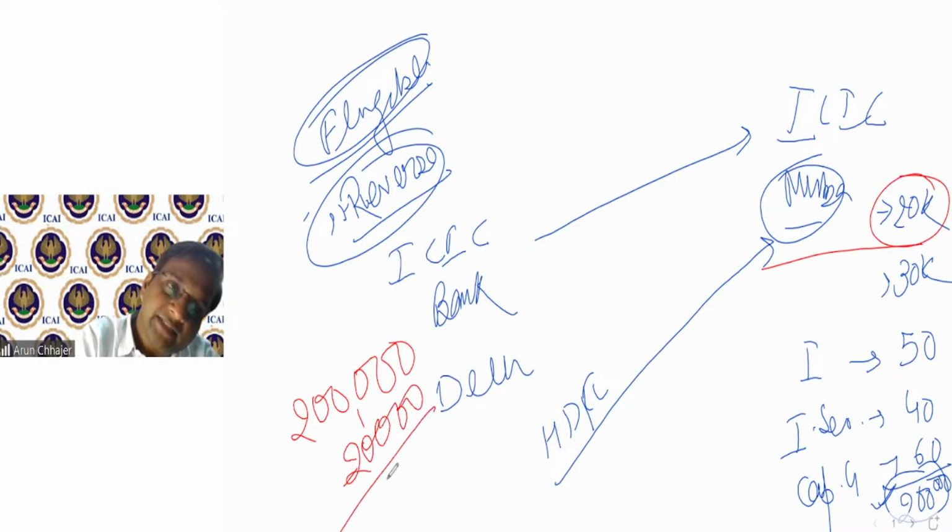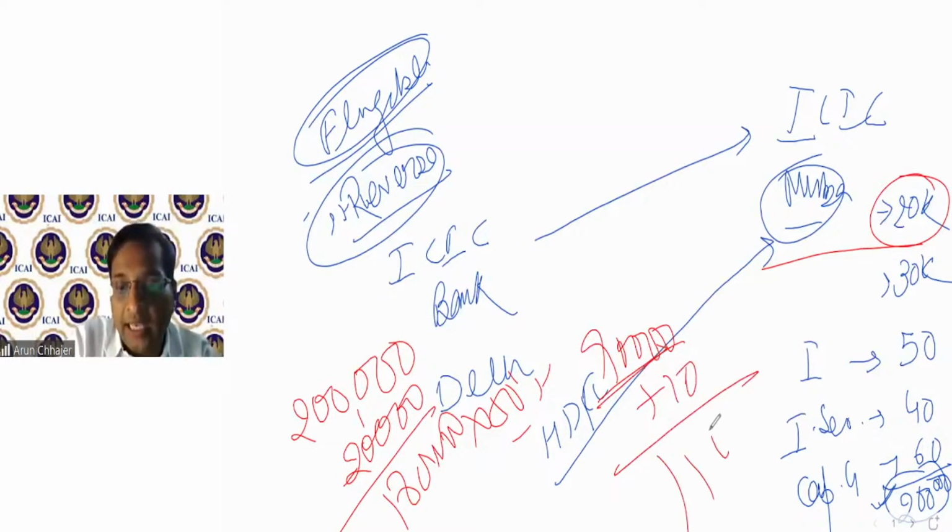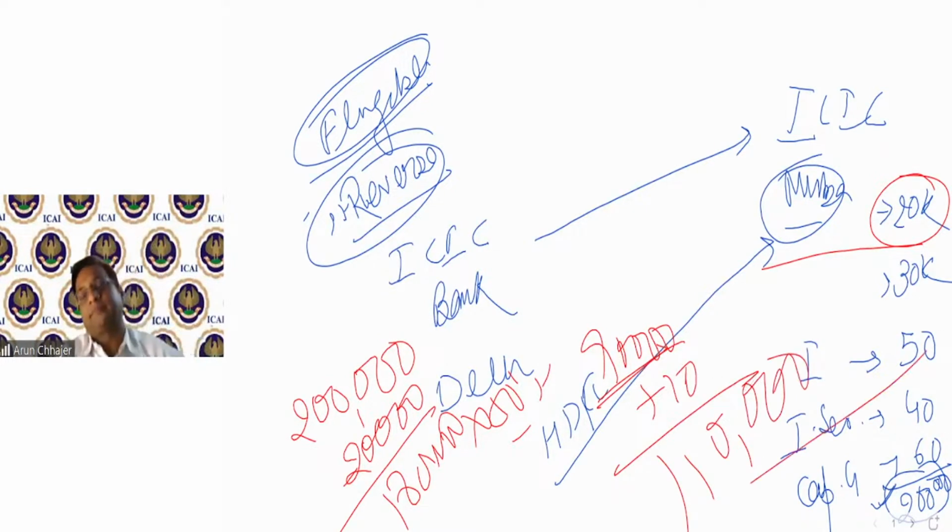What is the balance ITC? 180. On the 180, they have to reverse 50%. So 90,000 they have to reverse, and how much can they claim? 90 plus 20, the total claim is 1,10,000. I hope it is clear to all.